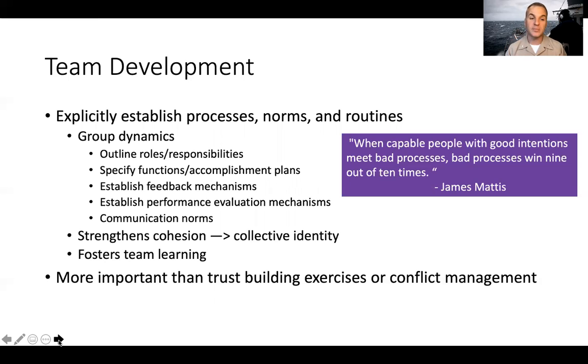Building communication norms. All of this will, in addition to just making the team work better, reducing process loss, also increase cohesion. It helps build the team's collective identity. It fosters team learning, helps the team to perform better. This stuff is actually more important than building trust, right? So all of the trust falls that we can do in the world, and all the barbecues that we can go out for, and these shared experiences that build trust, those are great. But that being said, explicitly, intentionally, deliberately doing team design and team development will bring about better teams overall.